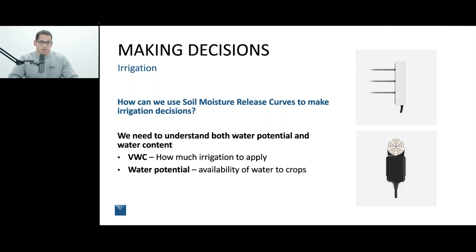Now, these are really powerful tools, but we don't always have these at our disposal. Sometimes we only have a water content measurement in the field. And so if we only have a water content measurement, because it's usually the easier measurement to make, we need to understand more about the soil to make smarter irrigation decisions. And this is where soil moisture release curves come in.